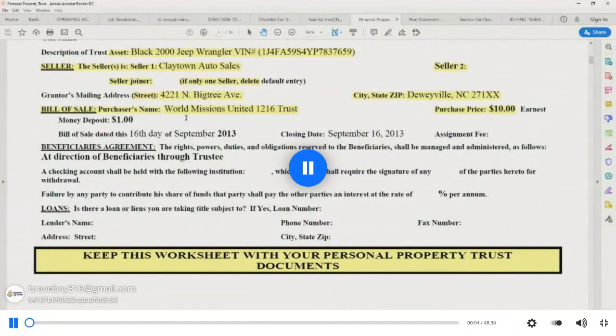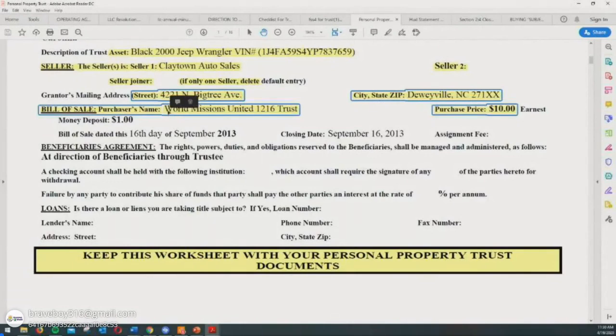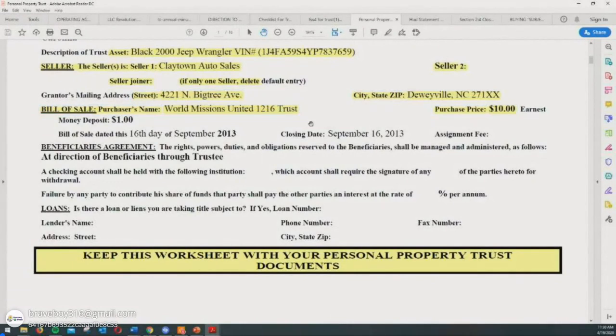Purchaser's name is going to be you. Actually, that should be Claytown. All right, excuse me. Purchaser's name is going to be the name of your trust. So you're going to have the name of your trust on the bill of sale. All right, and the date that the transaction is taking place, plus your purchase price.